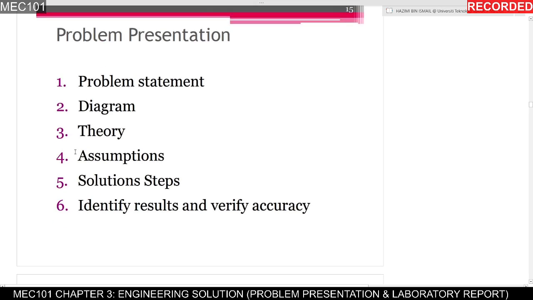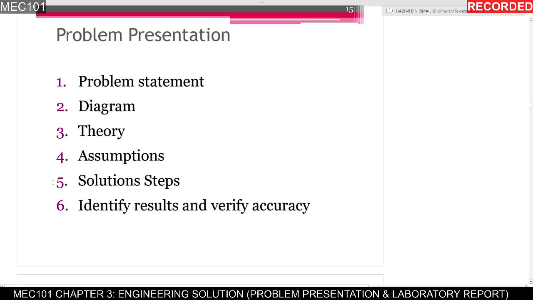And then you have to assume. So let's say in designing a house, you have to assume where the location of the house is, how many people are in the house, how big the house is, and so on. That's why assumptions are also very important in the problem presentation, because we have a lot of variation in real life. To make your calculation or problem solving process easier, you have to make a standard for every factor. That is the assumption process.